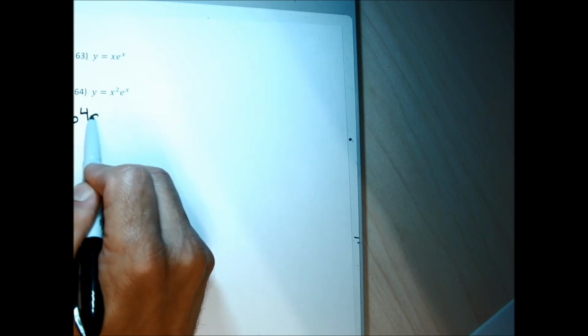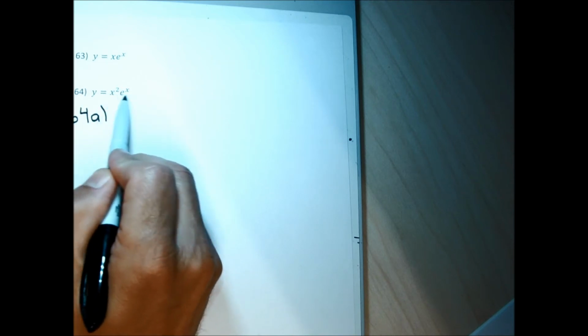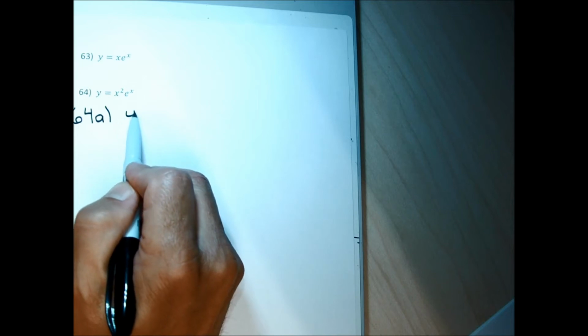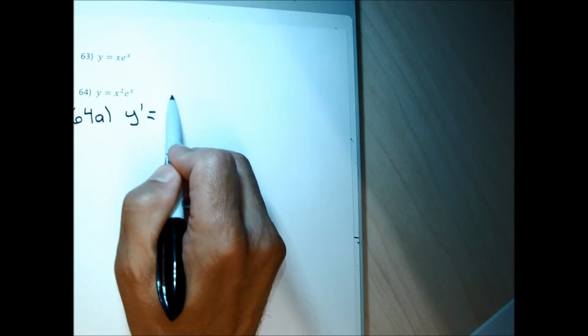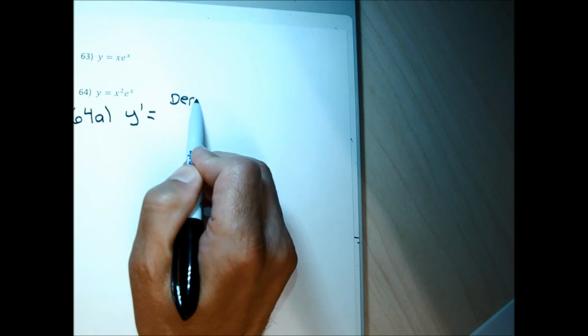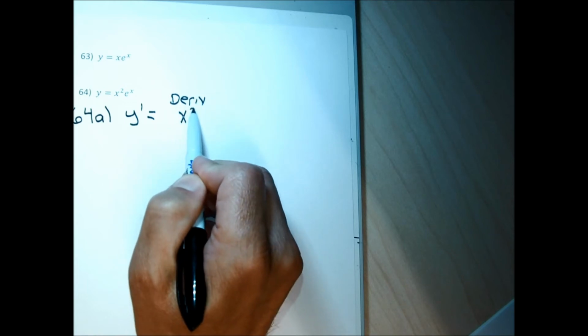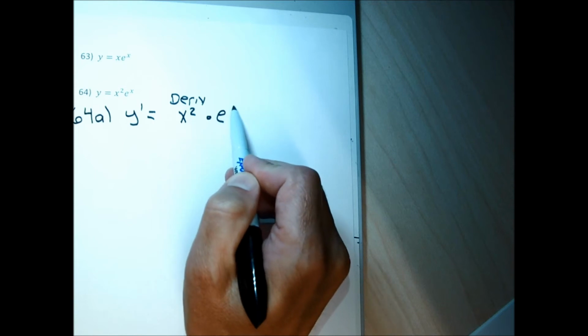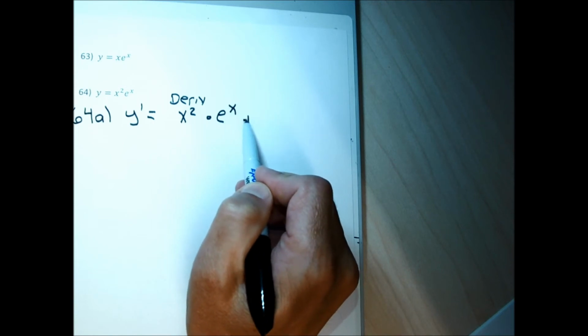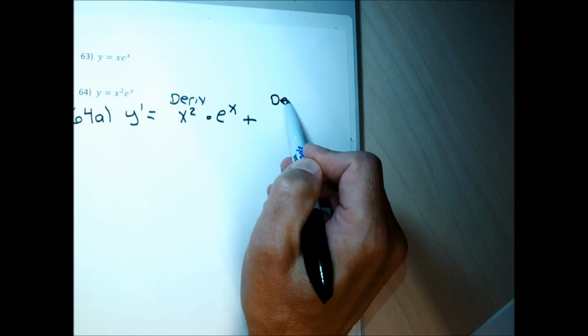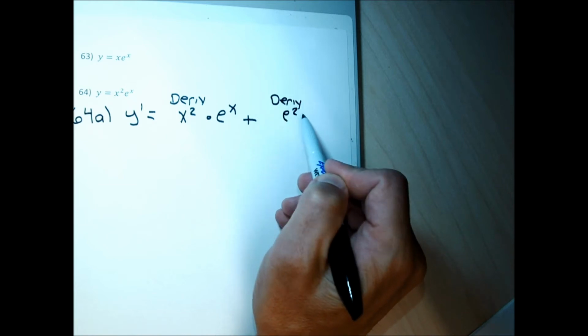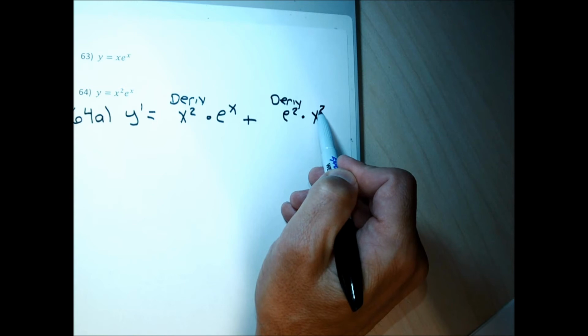Pause the video and give it a go, and I'll move on and do 64. And for 64, part A, first step is to do a derivative. Because there's a product here, or multiplication, I need to use the product rule. And the product rule says take the derivative of the first factor, so I'm going to do the derivative of x squared times the second factor unchanged, which is e to the x, plus the derivative of the second factor, which is e to the x, times the first factor x squared unchanged.